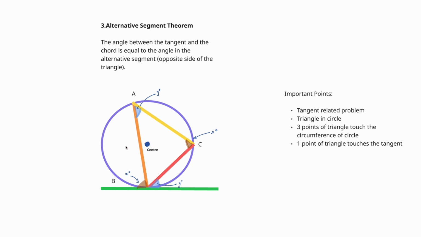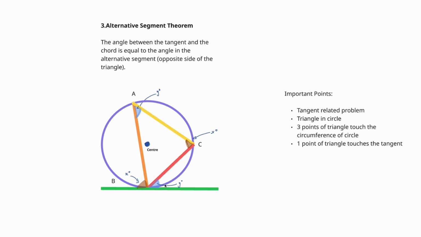If you remember from our earlier definition of a segment, it's the area between the arc and the chord, which is here, the red line. In this case, we have 2 segments, sometimes called a major segment and a minor segment, because the circle is split by the red chord. And the alternative means the opposite side.